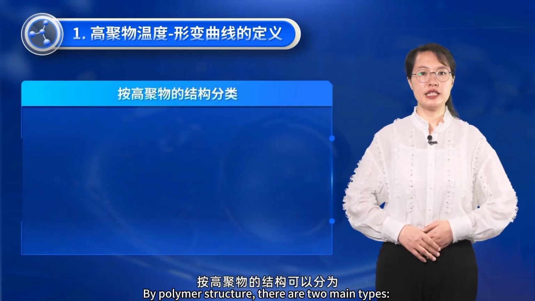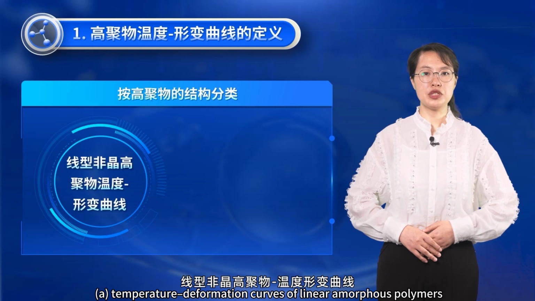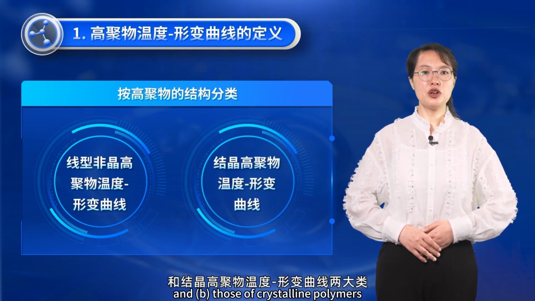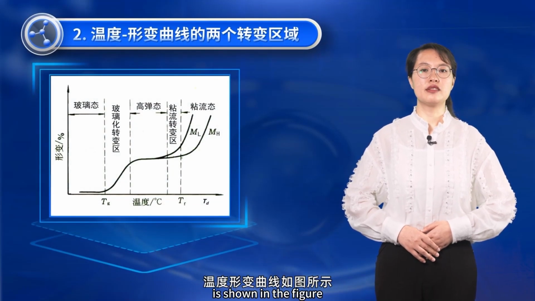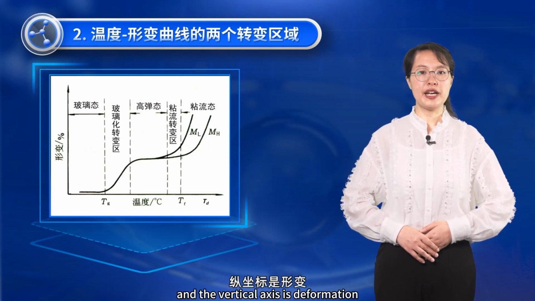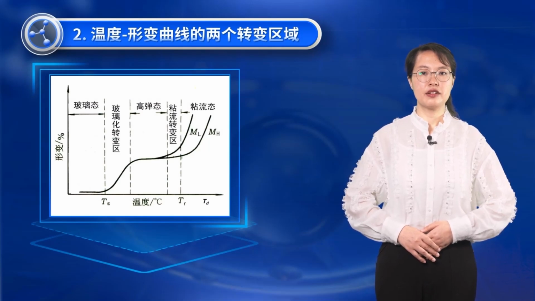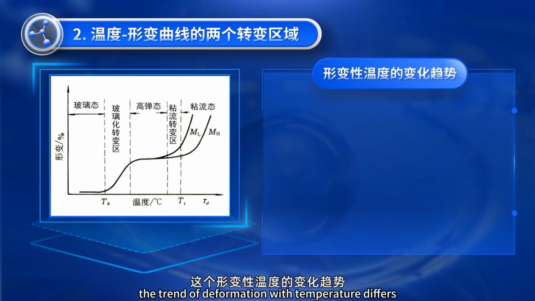By polymer structure, there are two main types: A. Temperature deformation curves of linear amorphous polymers, and B. Those of crystalline polymers. The typical temperature deformation curve for amorphous polymers is shown in the figure. The horizontal axis is temperature, and the vertical axis is deformation. Please note that in different temperature ranges, the trend of deformation with temperature differs.